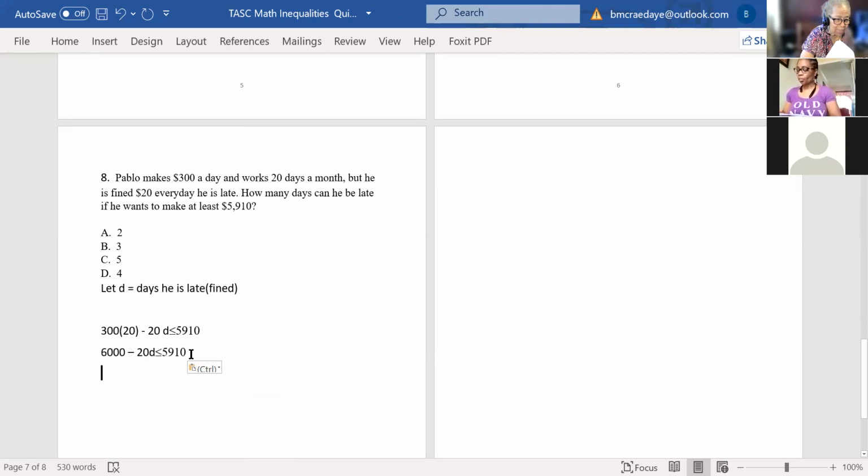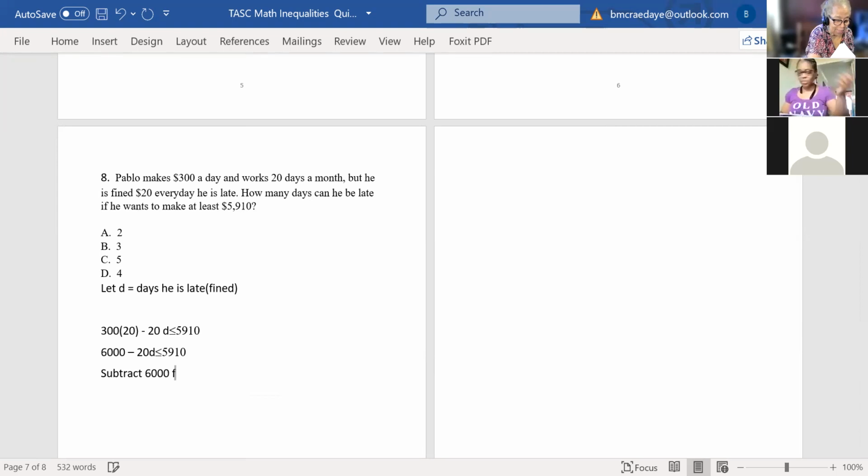So what do you do next right here? Okay, so 6,000 minus 20D. What you do on the right, you do on the left. So what do I do here? You subtract 6,000 on both sides. Yes, right.